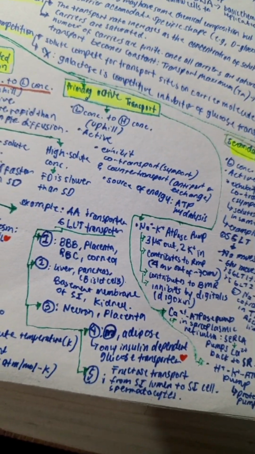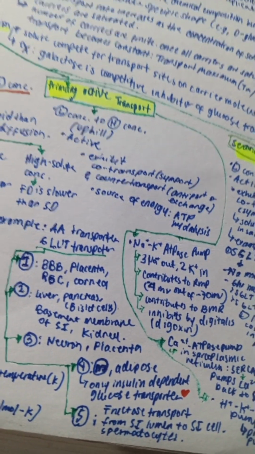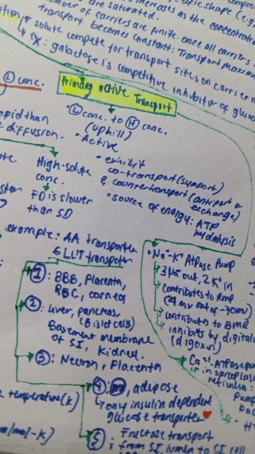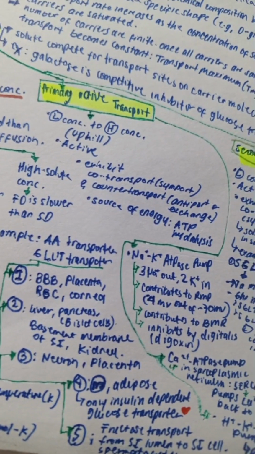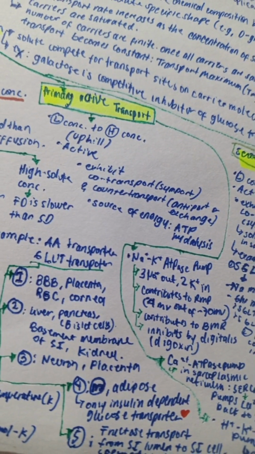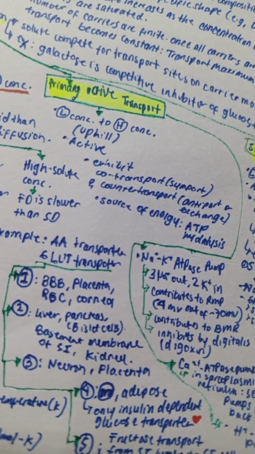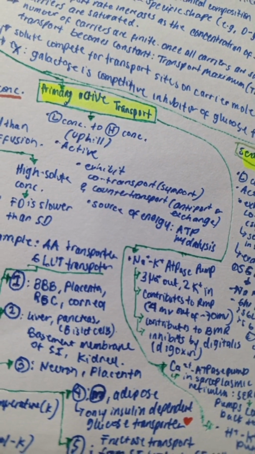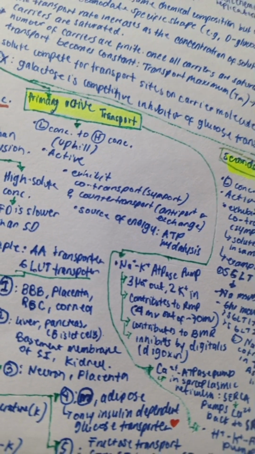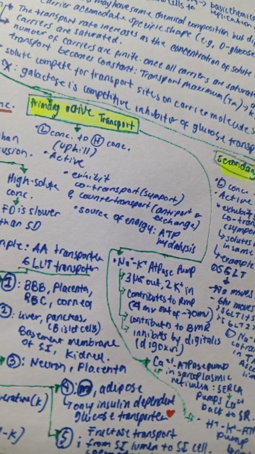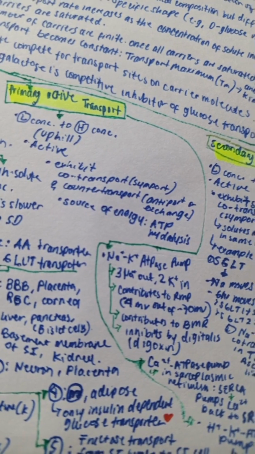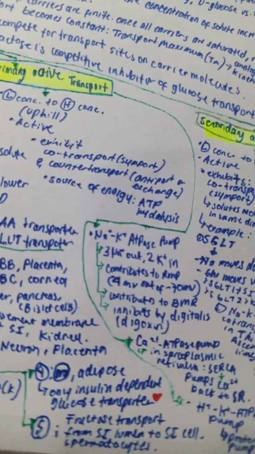Now let's go to primary active transport, another carrier-mediated transport that moves substances from low to high concentration, same as osmosis. It is uphill, like osmosis. As its name says, it is active, and it exhibits co-transport, or symport, and counter-transport, which is known as antiport, or exchange. The source of energy of primary active transport is ATP hydrolysis.